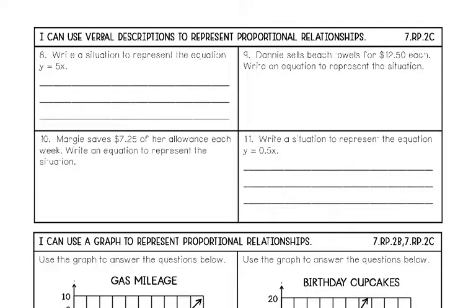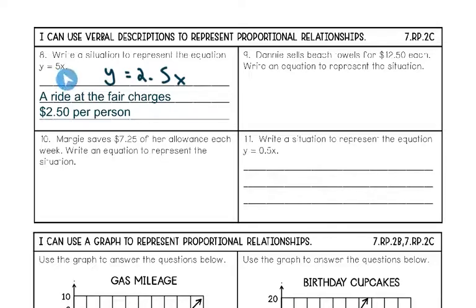have a correct answer. So on your test, you'll see a question that says which situation represents the equation below. And then on the test, it'll say y equals 2.5x. For each of these situations, I use the ride at the fair analogy. A ride at the fair charges $2.50 per person will be the answer on the test. In this one, it could be a ride at the fair charges $5 per person, and then y would be the total amount of money that they make.